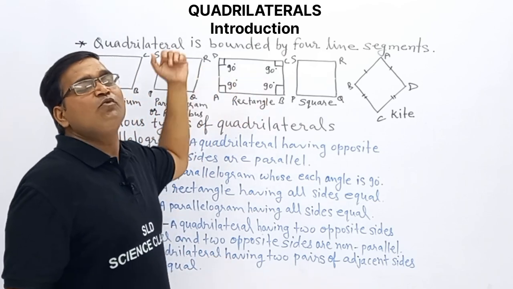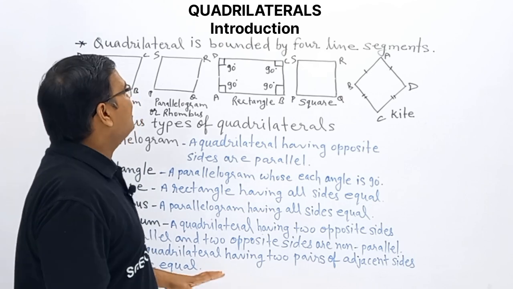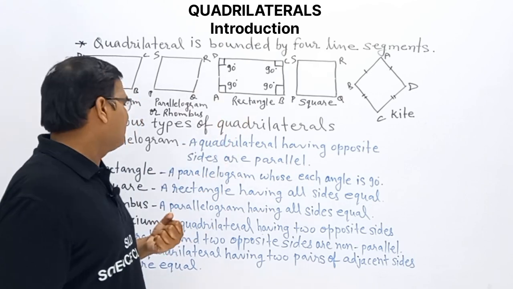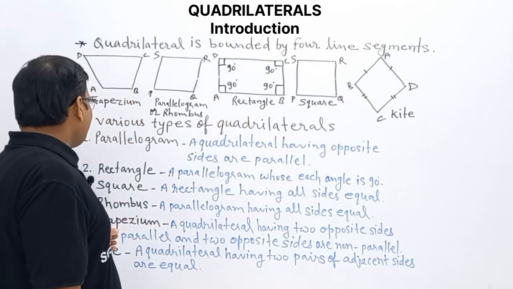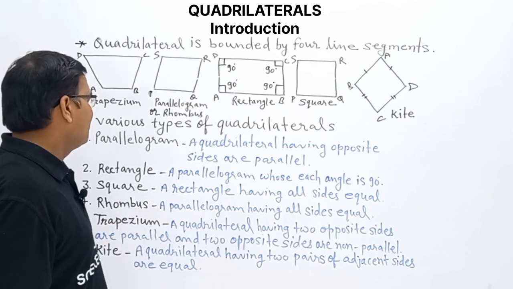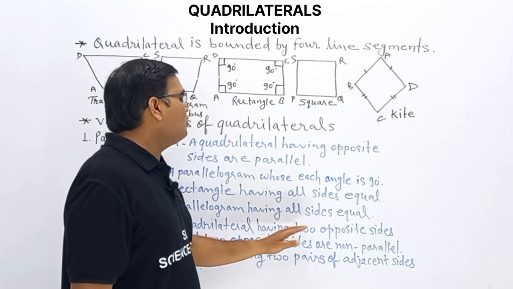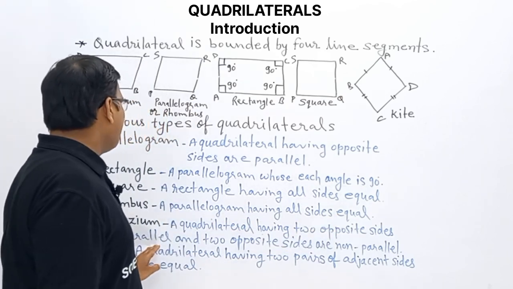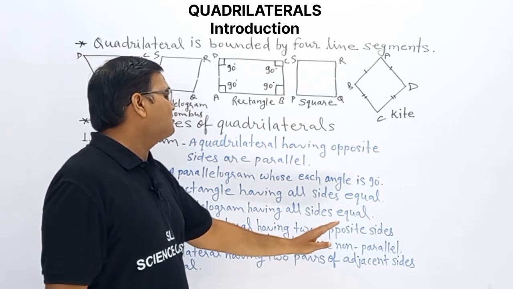It means a square is a rectangle, and a rectangle has all angles 90 degrees, and a rectangle is a parallelogram, and a parallelogram is a quadrilateral. So we can say these are all quadrilaterals.